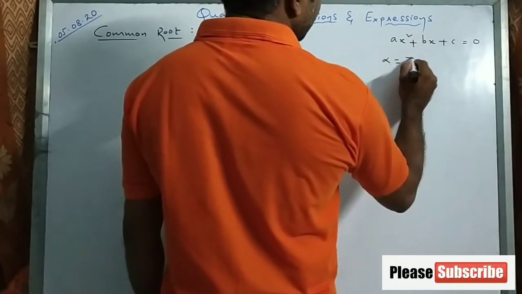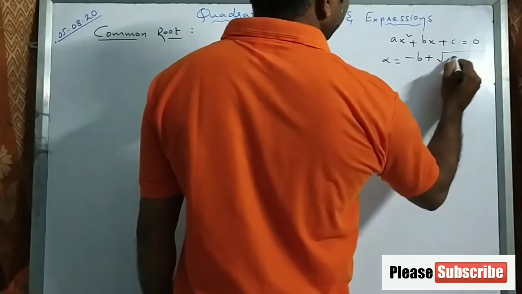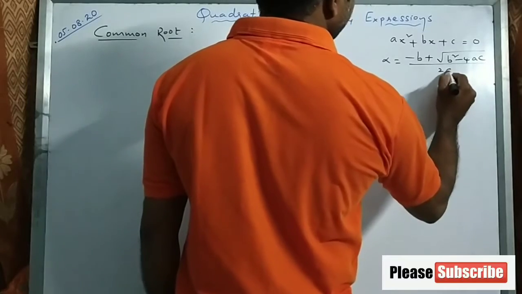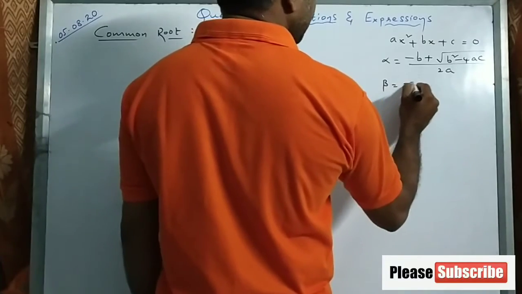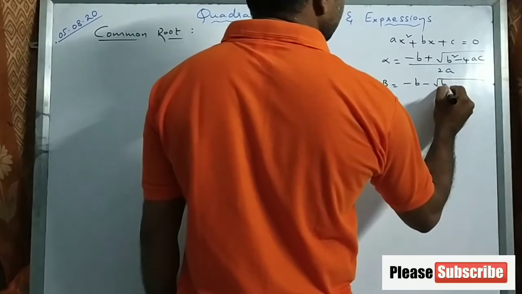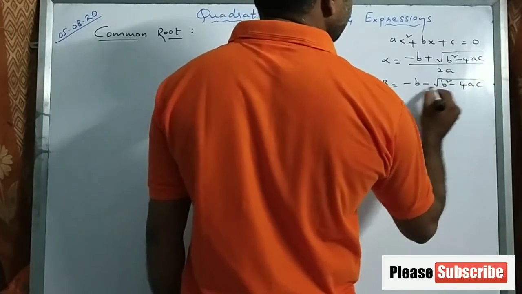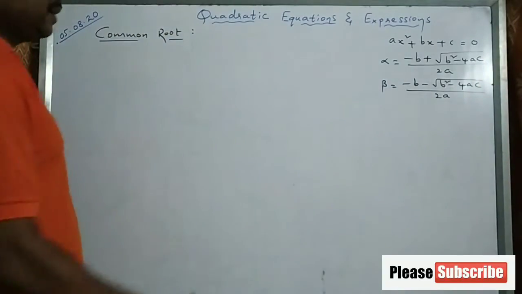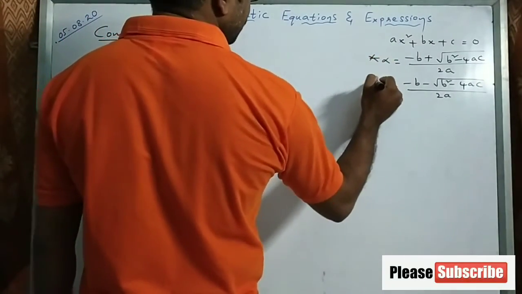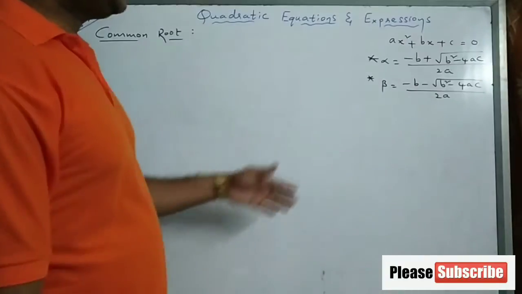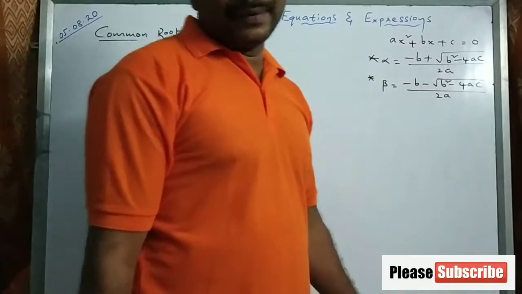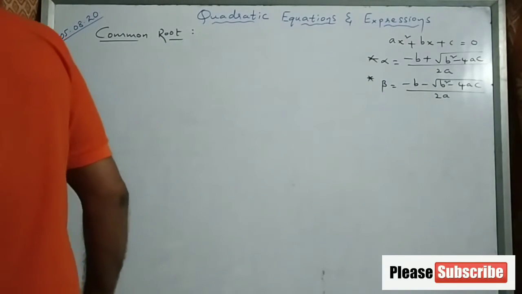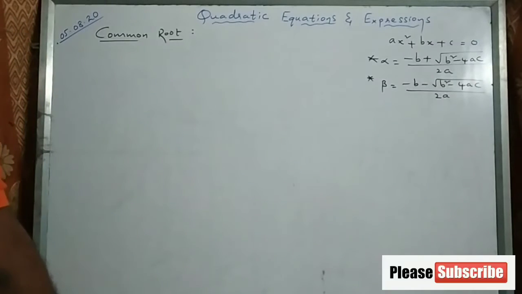We know that alpha equal to minus b plus square root of b square minus 4ac by 2a, and beta equal to minus b minus square root of b square minus 4ac by 2a. These two are the roots. Already we have seen earlier. In that, b square minus 4ac is called discriminant, right? It is denoted by d or delta. Now let us see about common root.